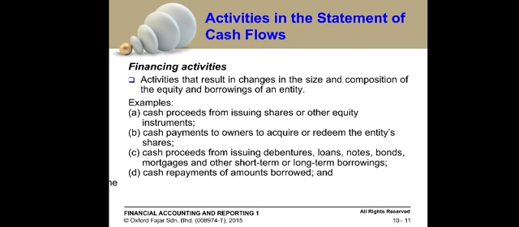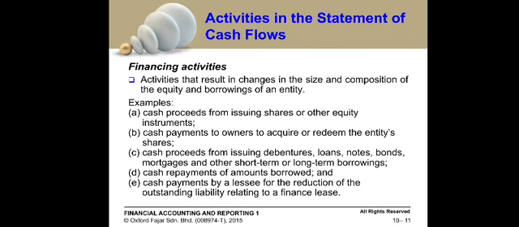So the examples of financing activities are: A, cash proceeds from issuing shares or other equity instruments. B, cash payment to owners to acquire or redeem the entity's shares. C, cash proceeds from issuing debentures, loan notes, bonds, mortgages, and other short-term or long-term borrowings. D, cash repayments of amounts borrowed. And E, cash payments made by a lessee for the reduction of the outstanding liability relating to a finance lease.